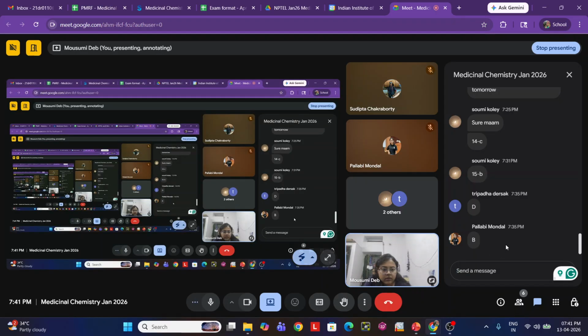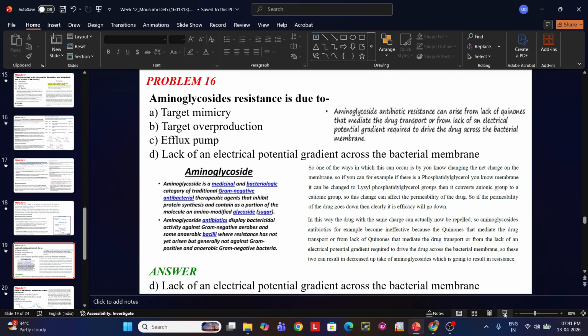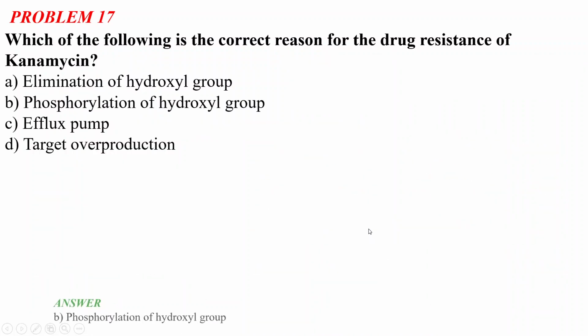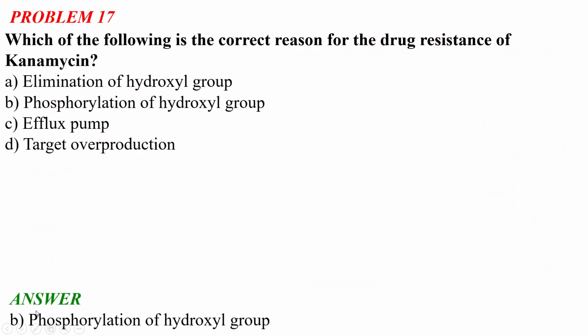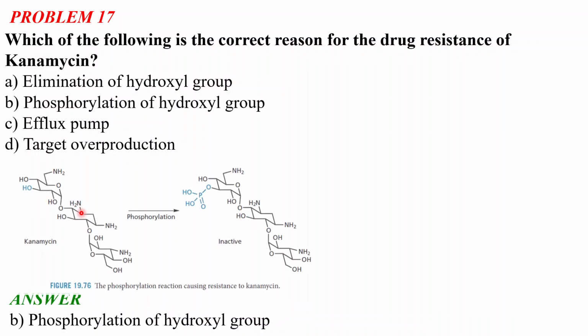Okay, no answer for problem number 17. It's fine. Let me show you the correct answer and let us discuss it. Basically, in kanamycin, the mechanism of resistance is option B, phosphorylation of the hydroxyl group.